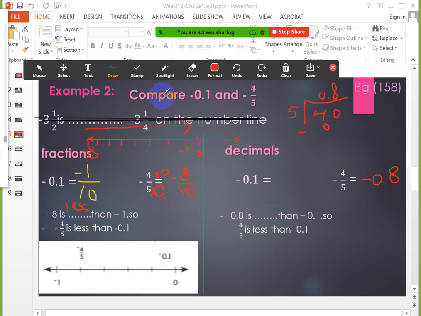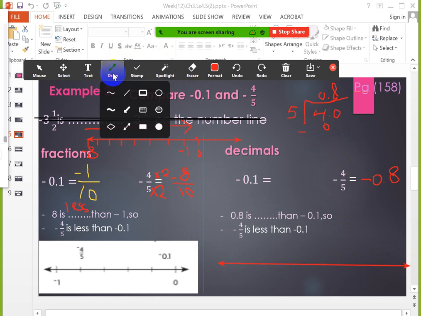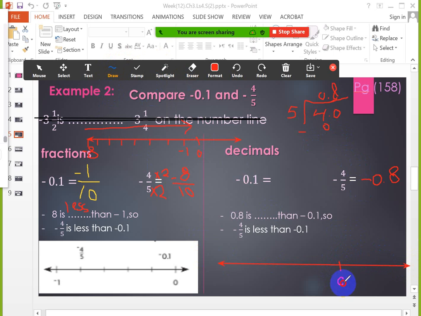Now, if I want to compare between those numbers, also I will use number line as an example, and I will locate the 0 here. This is the 0. The first number is negative 0.1. Of course, it will be between 0 and -1. Okay, girls, 0 and -1. So I will divide the distance between those numbers into 10 equal parts. I'm sorry, I will divide it again.